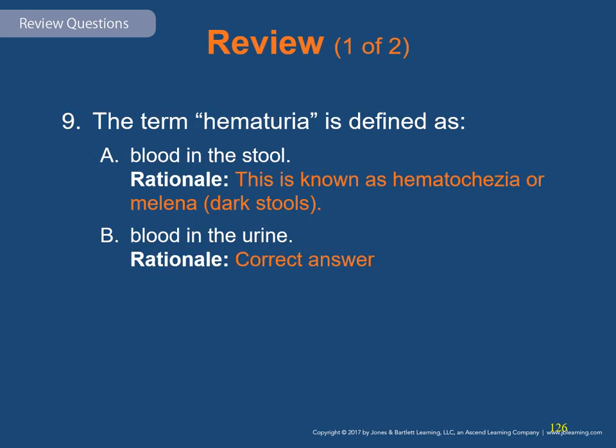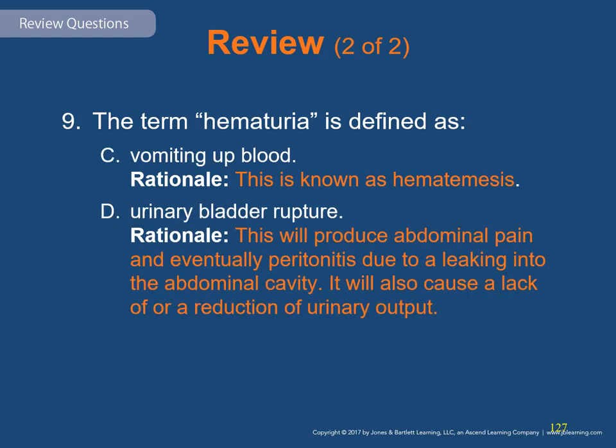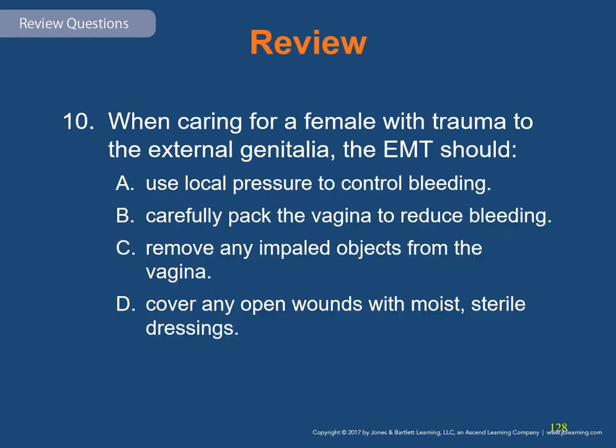A. This is known as hematochezia or melena. B is the correct answer. C. Vomiting up blood is known as hematemesis. D. Urinary bladder rupture will produce abdominal pain and eventually peritonitis due to leaking into the abdominal cavity. It will also cause a lack of or reduction of urinary output.